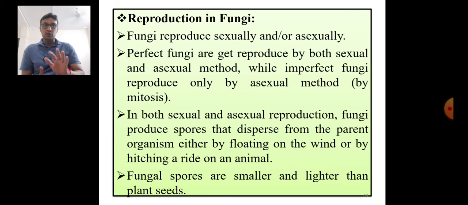In both the sexual and the asexual method of reproduction, fungus produces the spore. Then this spore gets dispersed out from the parent organism by floating in the wind or by traveling or by hitching a ride on the animal.